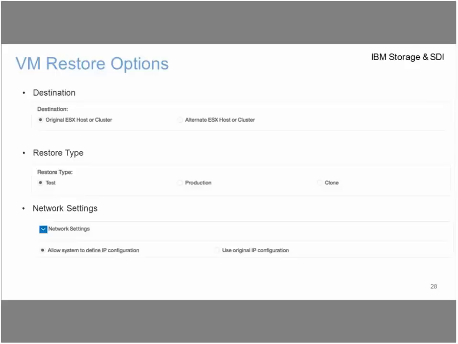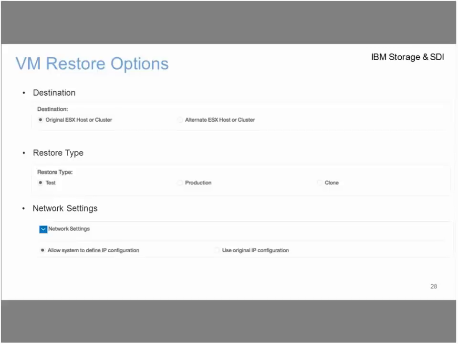And then I have the network settings. Do I want to allow the system to define the IP configuration for the virtual system that is the target, or do I want to use the original IP configuration? So you have a number of restore options to pick from, and this will all be driven by the use case for your restore. Why are you restoring this virtual machine? Is it to install Microsoft's latest security patch to test it? Is it because you want to provide it to a reporting or analytics tool?